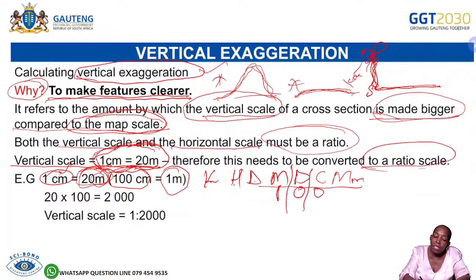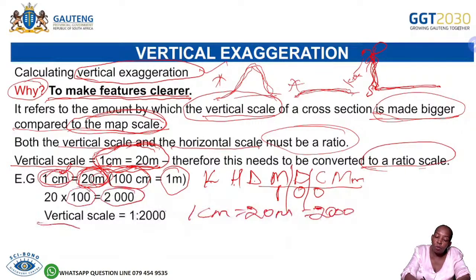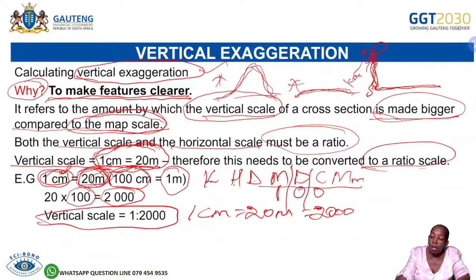So what do we do? We take the 20 meters that we have, and then we multiply it by what? By 100, so that we can have both the units in a ratio scale, both in centimeters. So that gives us 2000 centimeters. Right, so our vertical scale, so that 1 centimeter equals 20 meters, will now be 2000 centimeters. So our vertical scale will therefore be 1:2000.